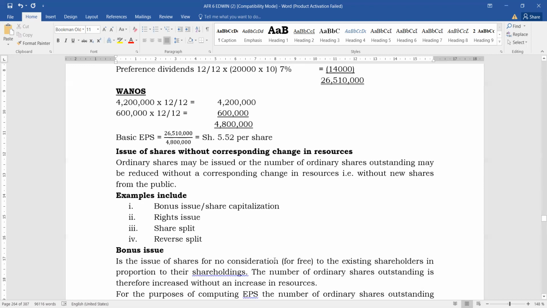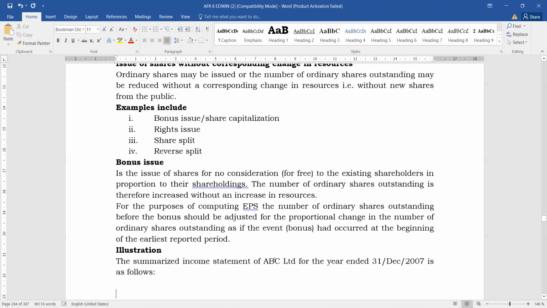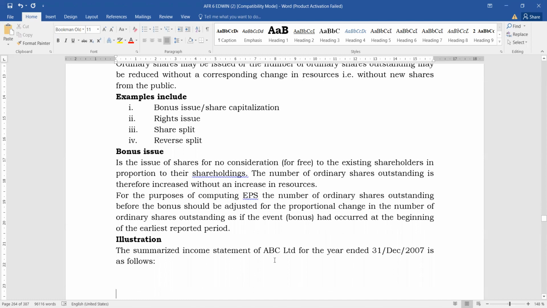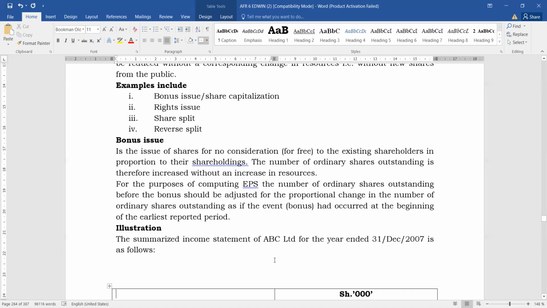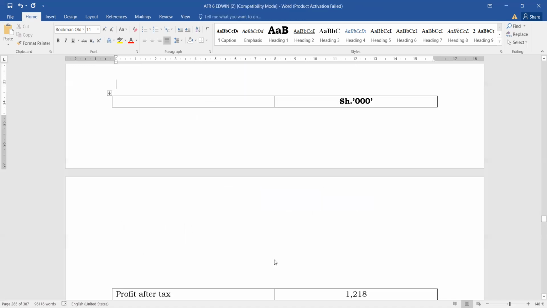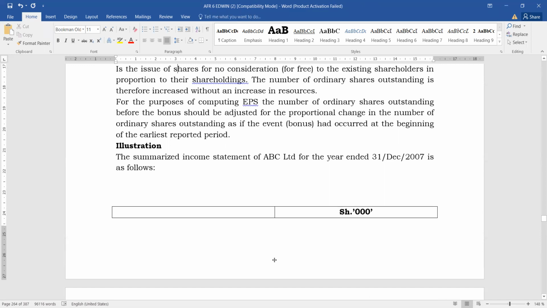Then we have a share split and reverse. A bonus issue is the issue of shares for no consideration, for free, to the existing shareholders in proportion to their shareholdings. For every 3 shares you have as an existing shareholder, you are given 1 for free. The number of ordinary shares outstanding is therefore increased without an increase in resources. For the purpose of computing EPS, the number of ordinary shares outstanding before the bonus should be adjusted for the proportional change in the number of shares outstanding.